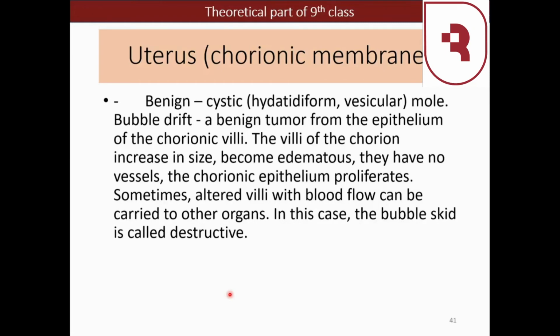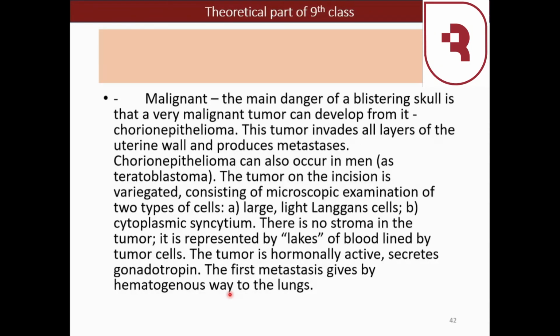The villi of the chorion increase in size, become adenomatous, they have no vessels, and the chorionic epithelium proliferates. Sometimes altered villi with blood flow can be carried to other organs. Sometimes it happens in the lungs, brain, and bones, liver also, and in case of it, the bubble skid is called a destructive one.